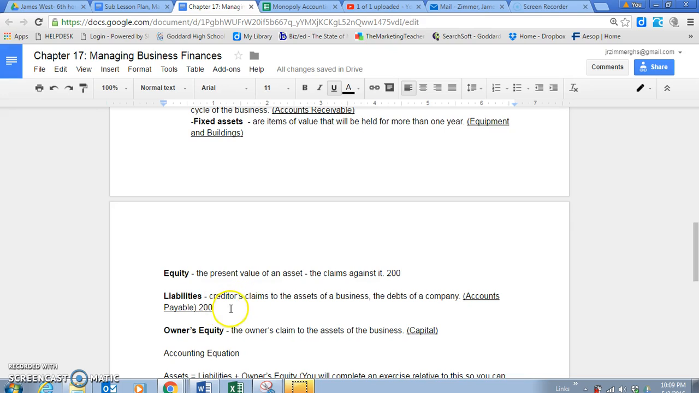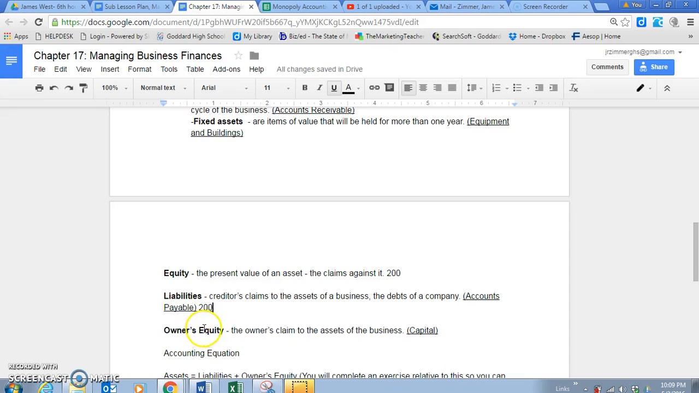You can use this to your advantage, but it can also be a detriment if you don't keep track of it. The account that is used to keep track of liabilities is called accounts payable, kind of the opposite of accounts receivable. Up here at the top, accounts payable is where you owe people money. It represents the people you owe money to.